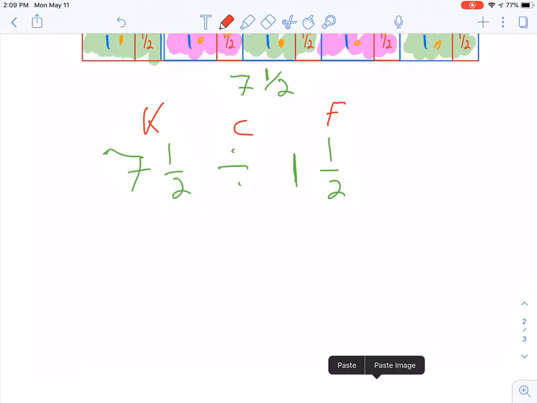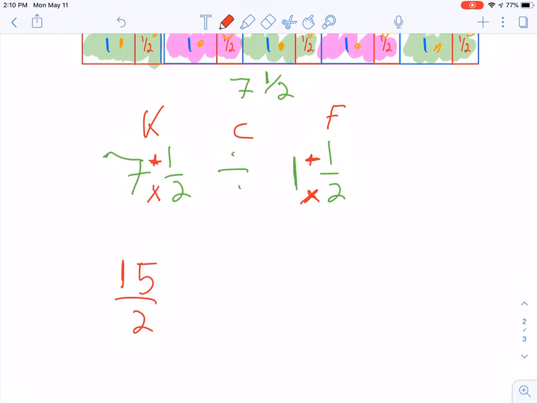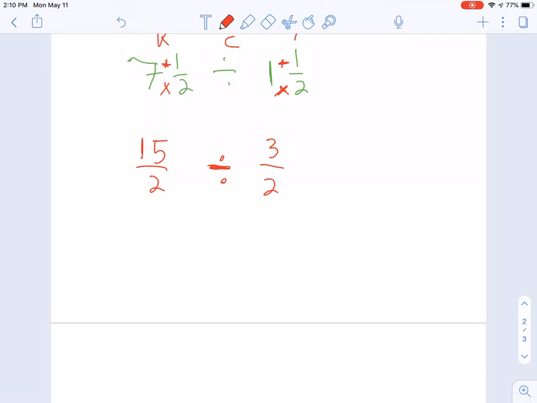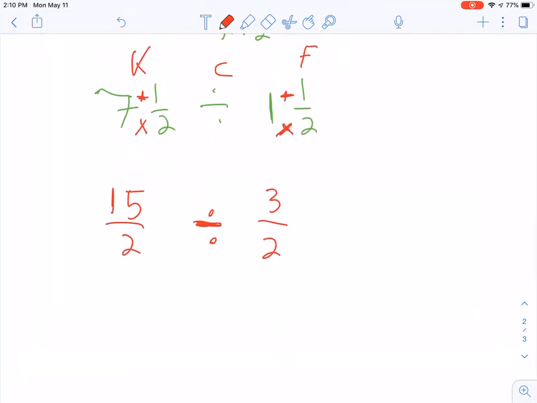So how do we do that? Well, we multiply the denominator times the whole number, and then we add the numerator on both sides. And in this situation, 2 times 7 is 14 plus 1 is 15. 15 over 2 divided by 2 times 1 is 2 plus 1 is 3 over 2. Perfect. So now we have our improper fractions, and now what we can do is keep, change, and flip.